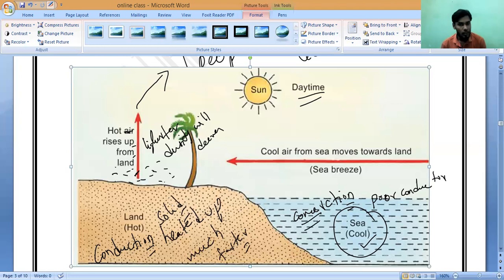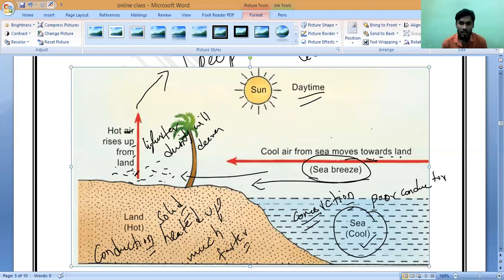So what will happen during daytime? Here we have very hot gases, so the gases will start rising upwards. Once these gases rise upwards, the air present above the sea, which is still cool, will blow in this direction. You can see the tree direction. The tree direction is towards land. So the cool air from the sea moves towards the land. This is what we call sea breeze. Why? Because it is blowing from sea to land.